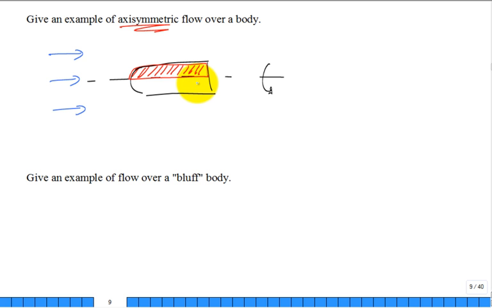Missile? Yeah, objects like that. A lot of engineered objects are supposed to be axisymmetric and stay aligned. Maybe they have fins or feathering or something to keep them aligned. Give an example of flow over a bluff body.